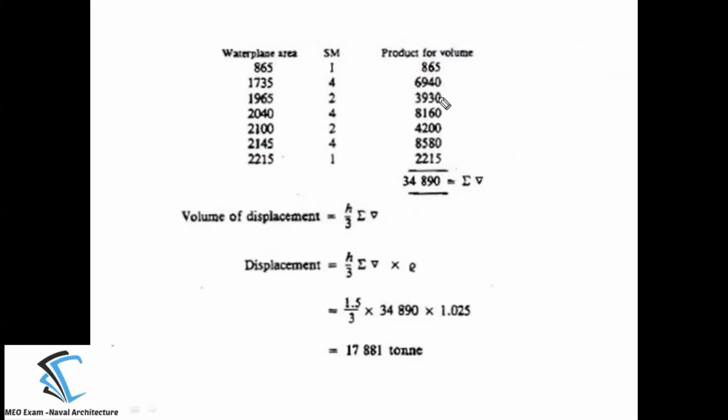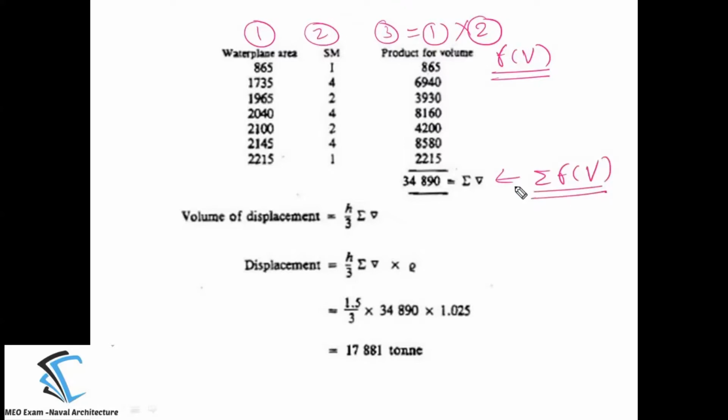Let's start the discussion on this numerical. Whatever water plane areas they have given, I have written in a column, which I will call column number 1. Simpson's multiplier is column number 2, and column number 3 is the function of volume. Why is it a function of volume? Because the ordinates are the areas. So column number 3 will be column number 1 multiplied by column number 2. You will get the summation of the function of volume here. If you know the summation of the function of volume, you can calculate the volume of displacement as h by 3 into the summation of the function of volume. So you will get the actual volume here.